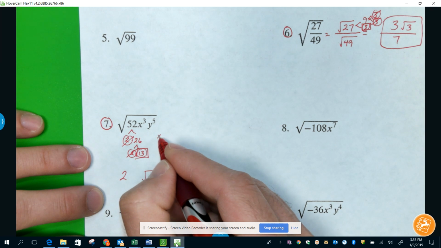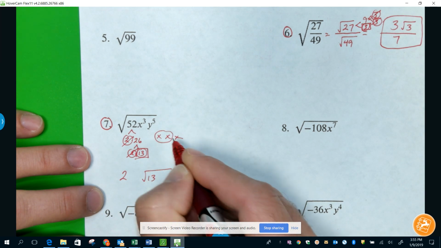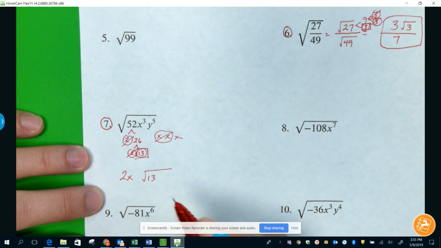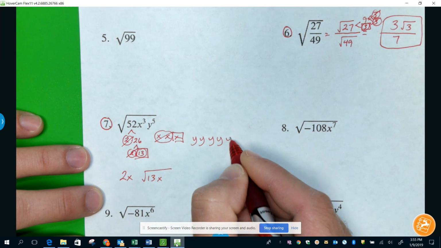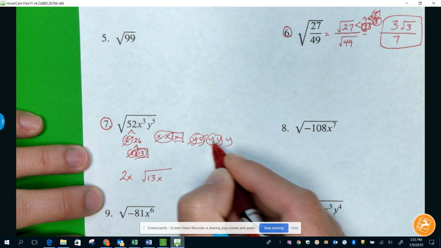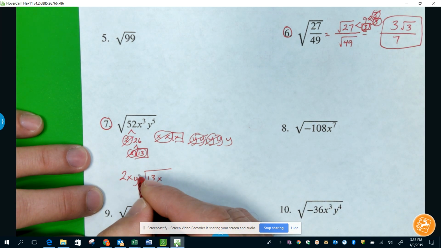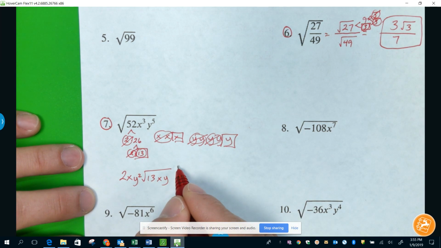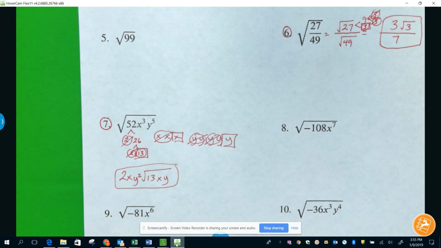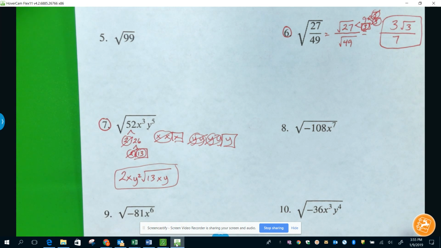Now, for the x's, I've got 3 of them. I got a pair here that gets to team up and go out together as 1. And I got a single guy here that's got to go back home alone. And for my y's, I've got 5 of them: 1, 2, 3, 4, 5. How many pairs do I have? I've got 2 pairs that get to team up and go out. So that's y squared gets to team up and go out. And I have 1 single guy left that's got to go back in. Okay, so that's how we do it with multiple variables. Break each one of them down by themselves.